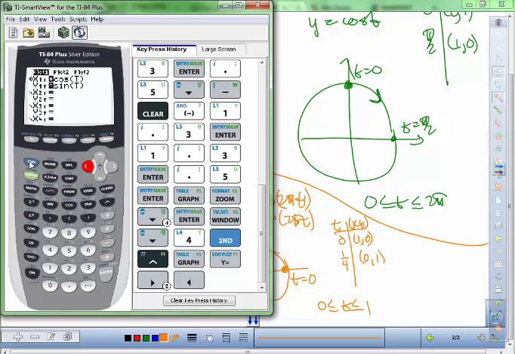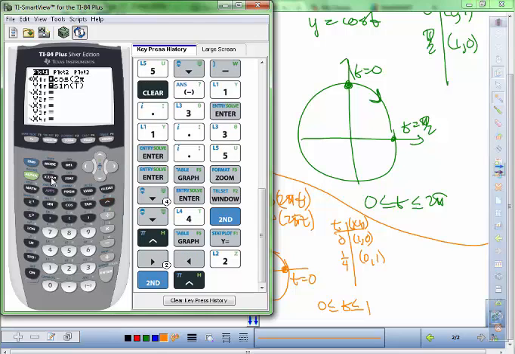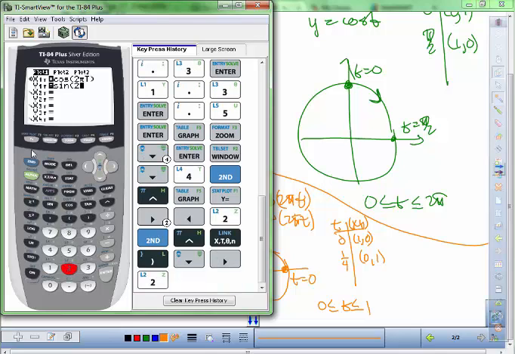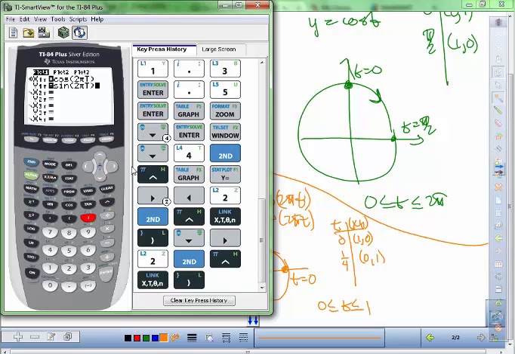I have the cosine of 2 pi t and the sine of 2 pi t. How many times do you think this is going to be drawn out? About, approximately. Without changing the window. 3 times? Oh, we have an issue there too.